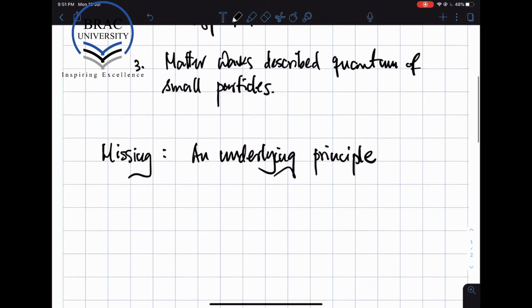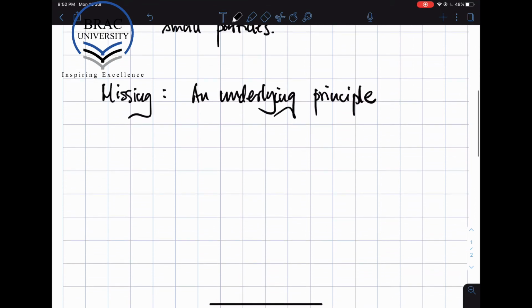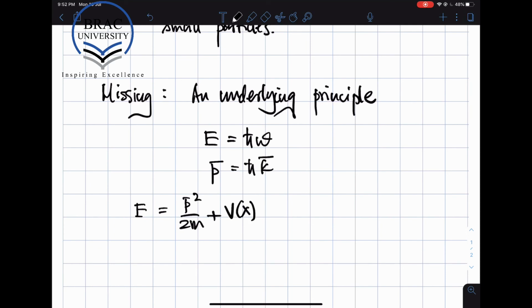So what do I mean by that? So remember the de Broglie relationships. The energy is given by h bar omega, and the momentum is given by h bar k. So now suppose that we are dealing with a non-relativistic particle. So an electron at low velocity is a non-relativistic particle. So it has some kinetic energy, which is p squared by 2m, and it's in some potential. So we have some V of x.